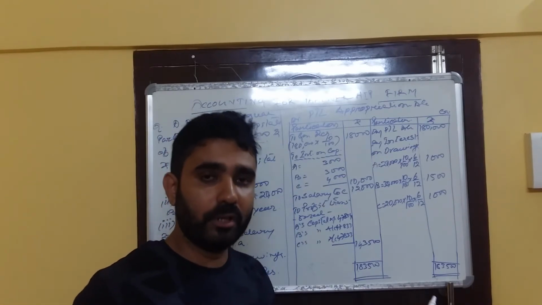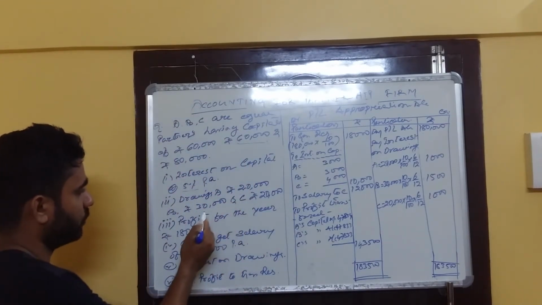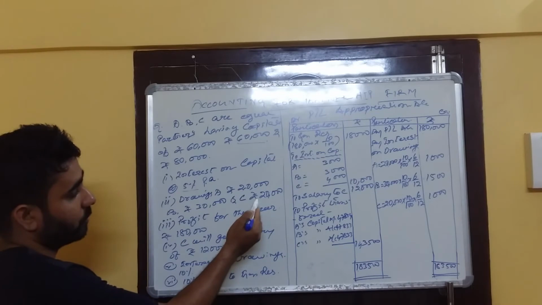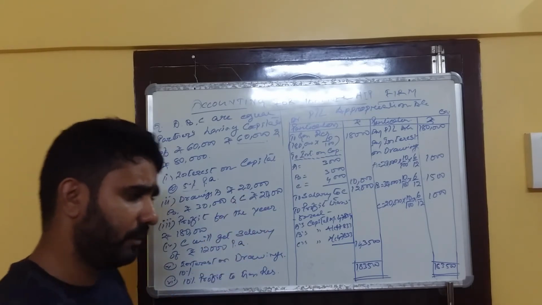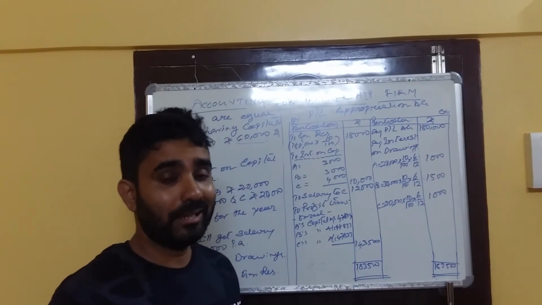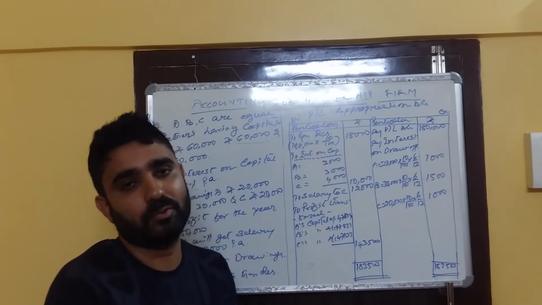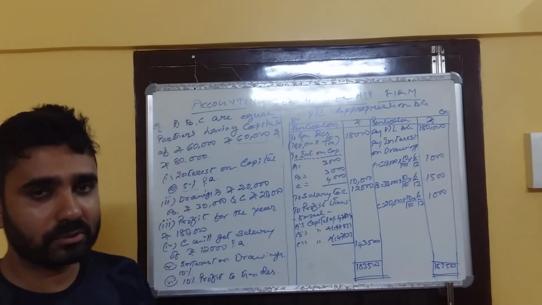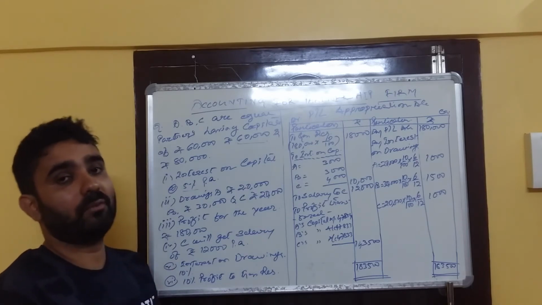It means in the whole year they have withdrawn some amount. A has withdrawn 20,000, B withdrawn 30,000 and C has withdrawn rupees 20,000. So A, B and C have withdrawn some amount from the firm, so they need to give some interest to the firm. This time the firm is getting some interest from the partners because the partners have withdrawn some amount from the firm.